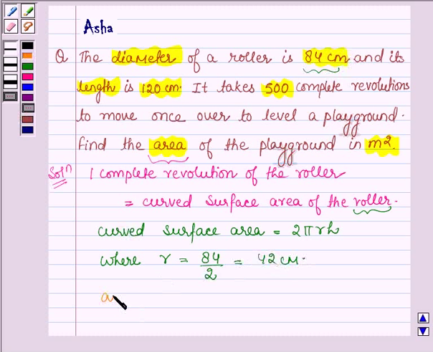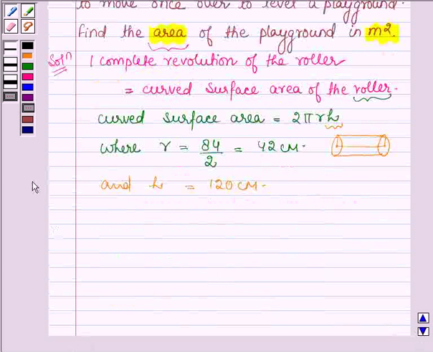And here h, this is the height of the cylinder. In this case, we are given the length, since this is the cylinder we have. So here in this case, the height is considered as length of the cylinder. And let us denote it by h. That is equal to 120 centimeters. Right?